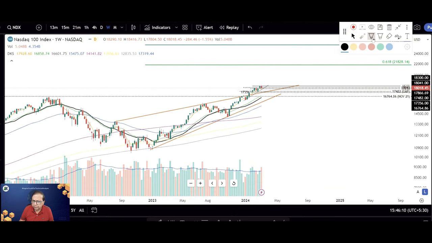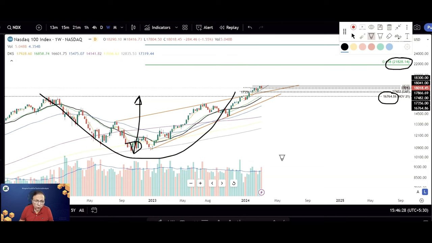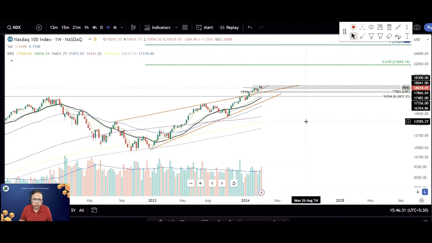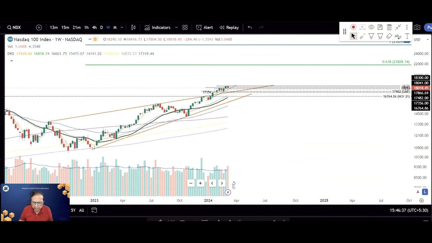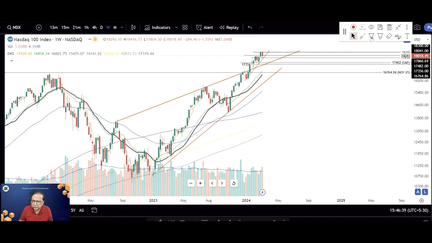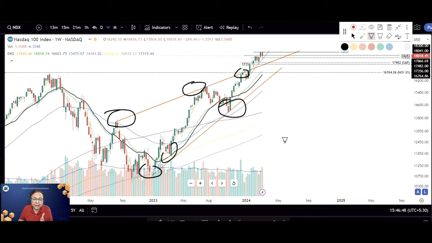Earlier, we talked about the breakout of this rounding pattern. Earlier, all-time high was 16,764.86 in November 2021. So if I calculate the target on the basis of this rounding pattern, the first target comes at 21,828. So still Nasdaq has to go upside. However, the correction is part of the strong uptrending market where the mean reversion takes place. And if you look at the further price action, this was the area of resistance, and support. So this was a breakout of a rising wedge indicating the expansion in the price.